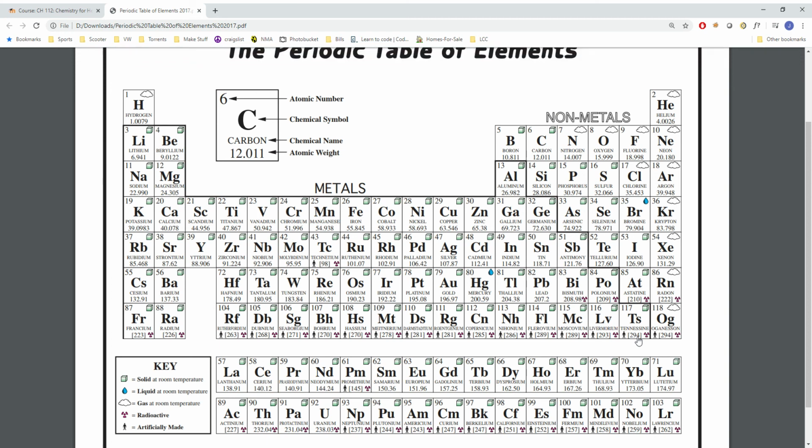and tennessine in it. It should have been tennesseum. I don't know what they're doing. Tennessine in it, whatever that is. And oganesson, because everyone will know the name of oganesson. All right, so these are all man-made down here. They're not stable. They fall apart very quickly.